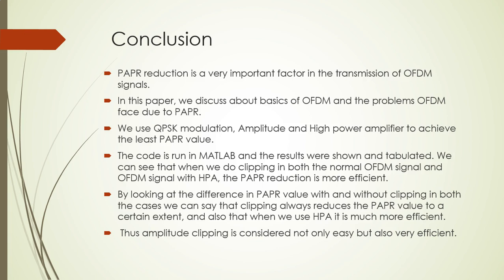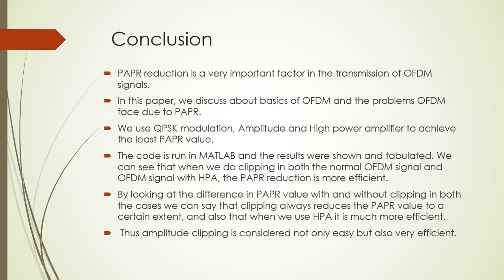Coming to the conclusion, we can say that PAPR reduction is a very important factor in the transmission of OFDM signals. In this paper, we discuss the basics of OFDM and the problems OFDM faces due to PAPR. We use QPSK modulation, amplitude clipping and a high power amplifier to achieve the least PAPR value. The code is run in MATLAB and the results were shown and tabulated. We can see that when we do clipping in both the normal OFDM signal and the OFDM signal with high power amplifier, the PAPR reduction is more efficient.